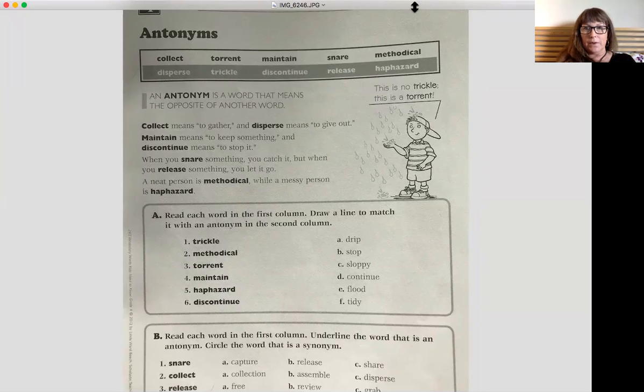Our vocabulary words are collect, disperse. We're working with antonyms this week. Remember, those are opposites again. Collect, disperse, torrent, trickle, maintain, discontinue, snare, release, methodical, and haphazard.